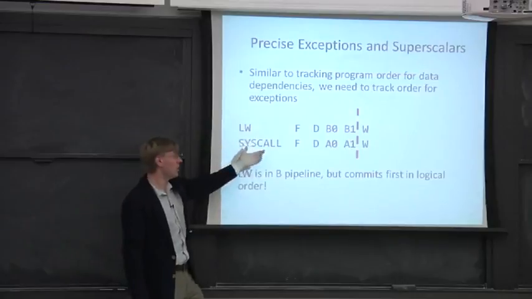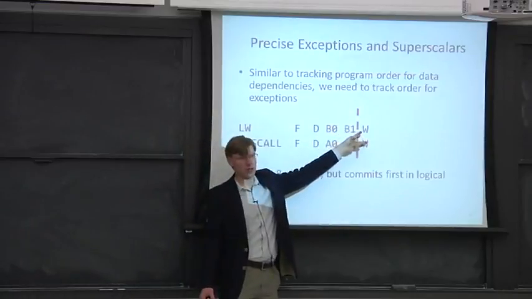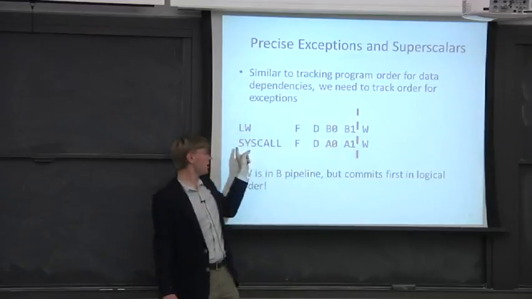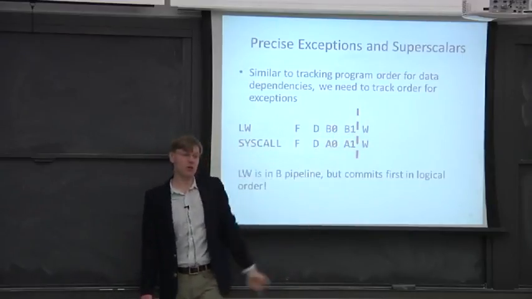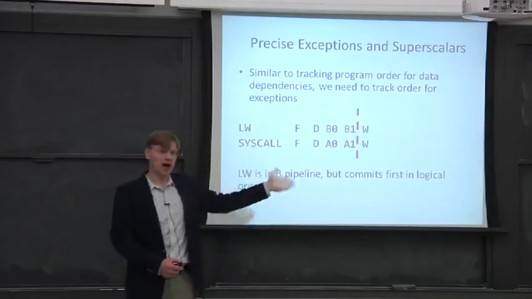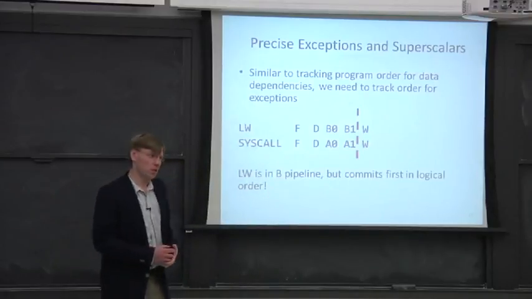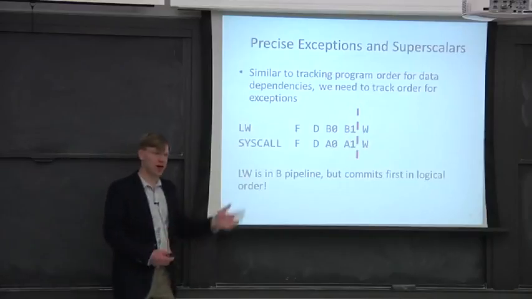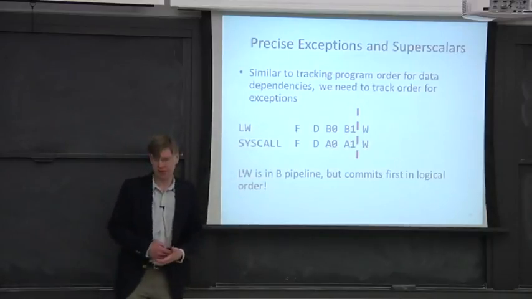So one thing you could do is actually have both of them go down the end of the pipe, not kill the load, let it commit, and have the syscall actually take the interrupt. And that's probably the highest performing thing you could do in this case. Lower performance things would probably be easier, but that's probably the highest performing thing you can do in this case.